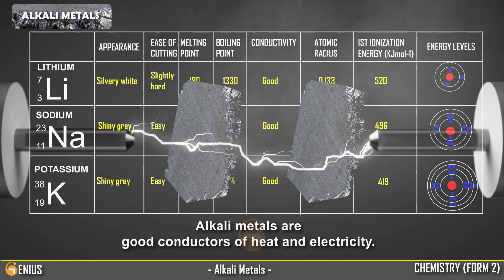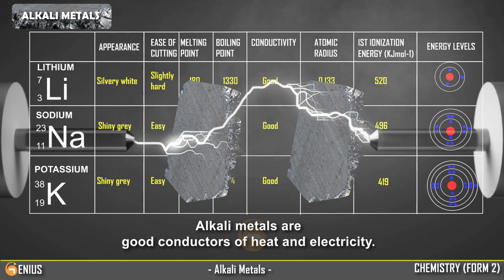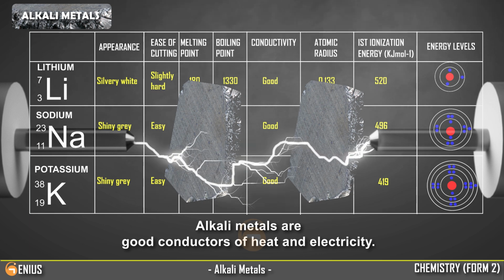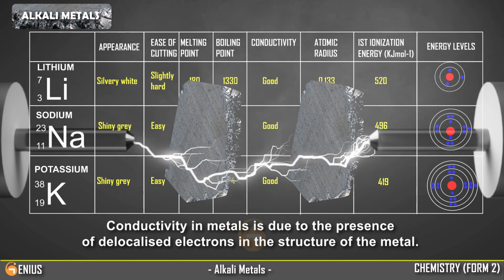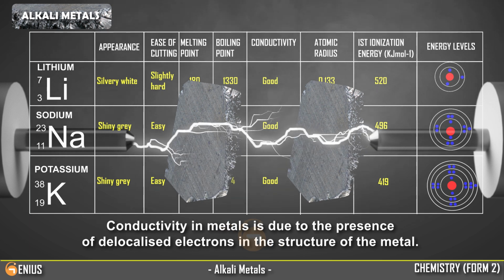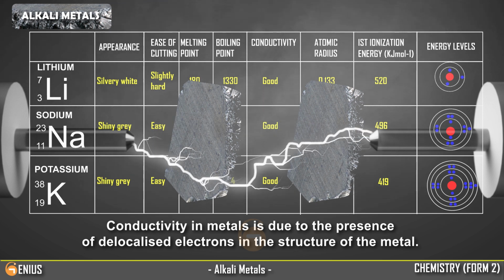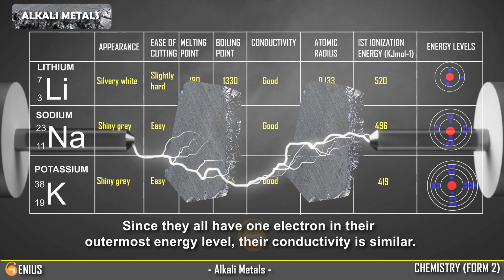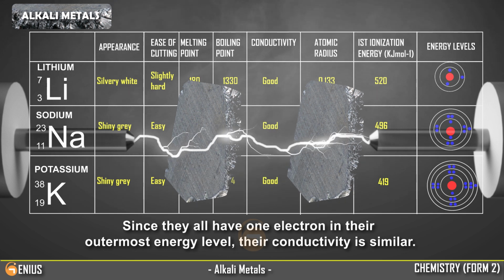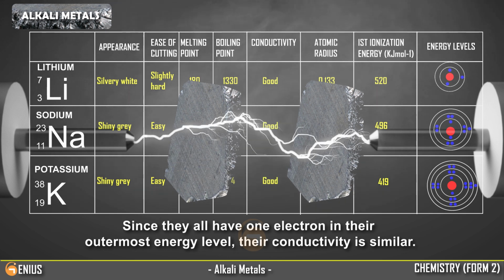Alkali metals are good conductors of heat and electricity. Conductivity in metals is due to the presence of delocalized electrons in the structure of the metal. Since they all have one electron in their outermost energy level, their conductivity is similar.